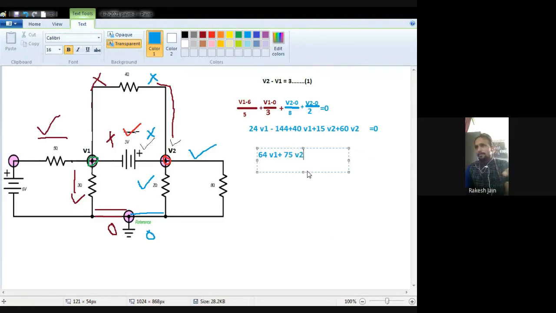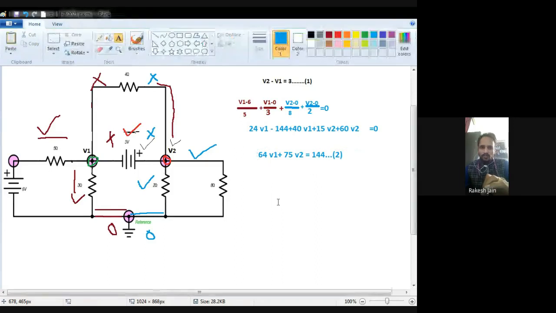How many V2 are there? 60 plus 15, that will be 75 V2. Okay, 75 V2, and that will be equal to, when this 144 moves to the right hand side, it will be 144 in positive. Okay, so this will be your equation number second. 64 V1 plus 75 V2, that is equal to 144. Now we have to find the node voltages V1 and V2. So now we solve these two equations.